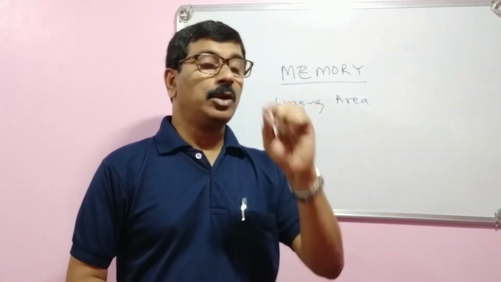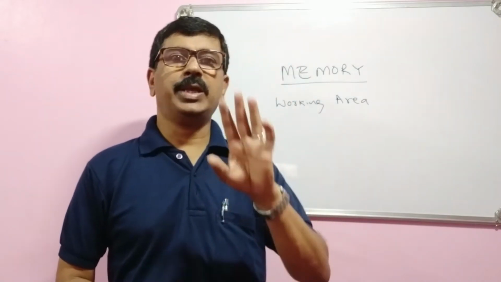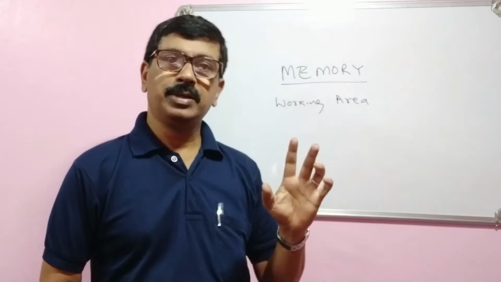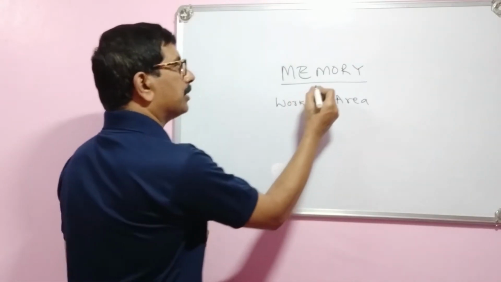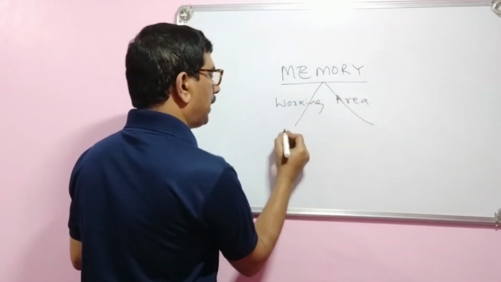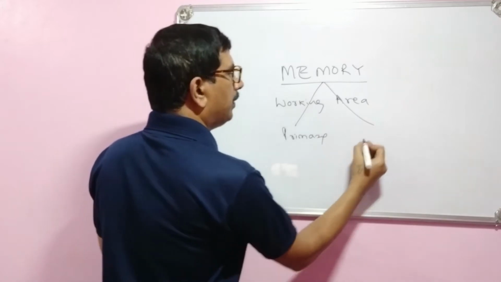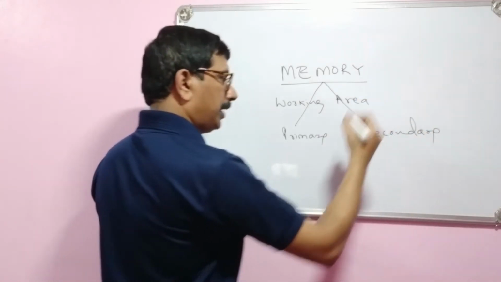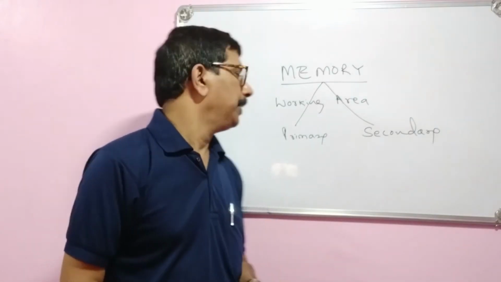So in this way, there are two uses of memory: to store the information as well as to work with the computer. So there are two types of memories. One is primary memory, and another one is secondary memory.